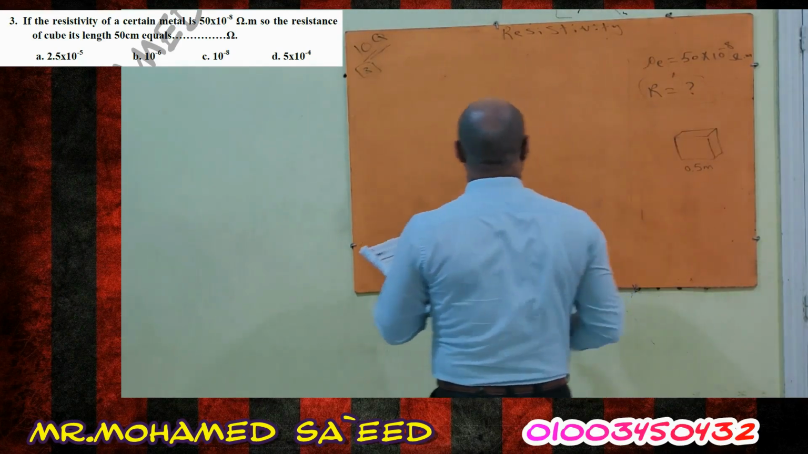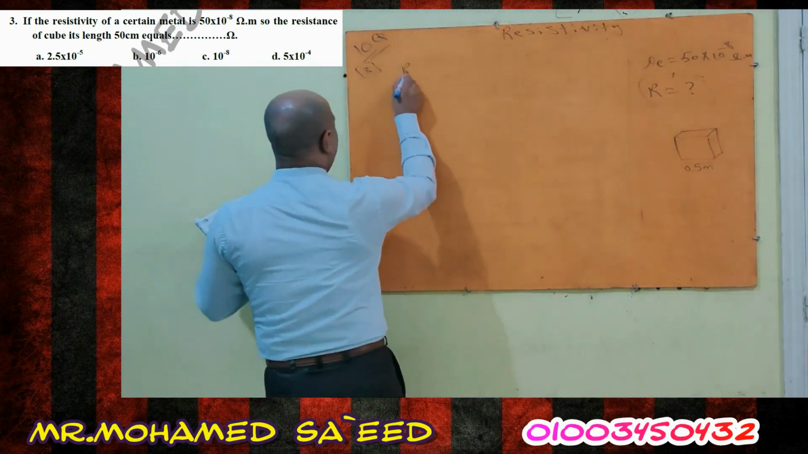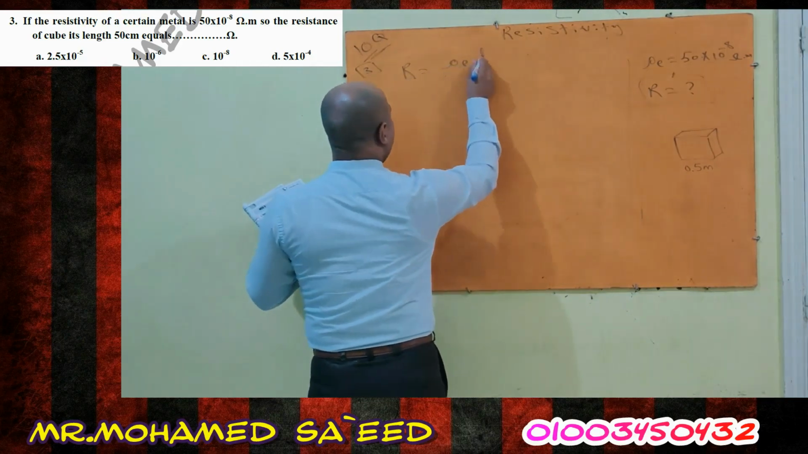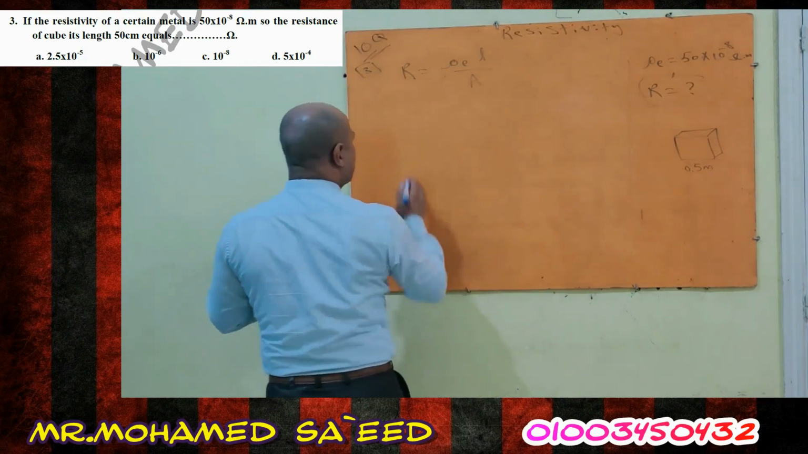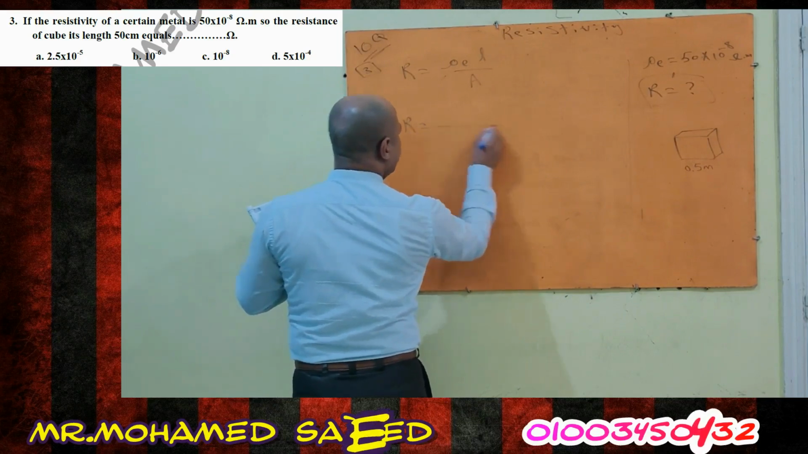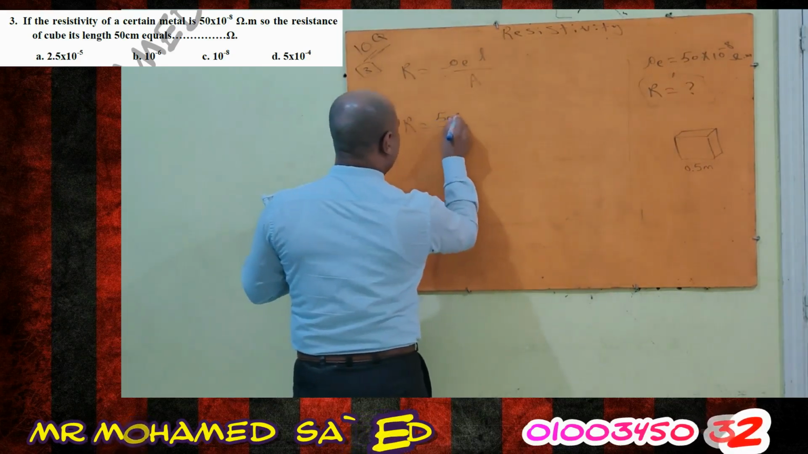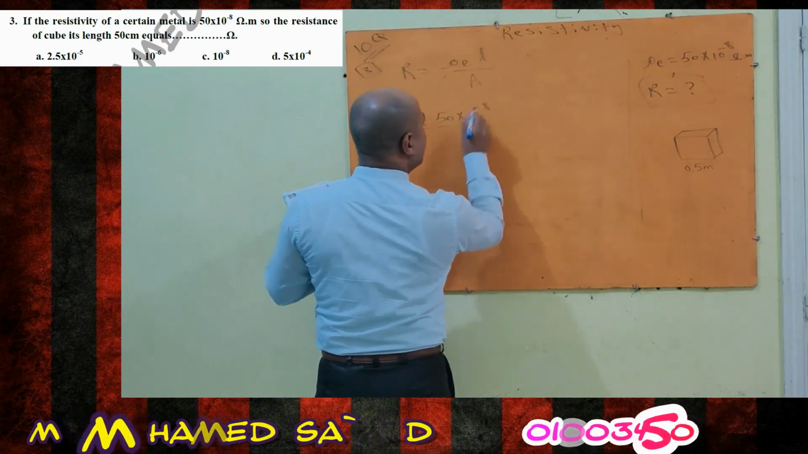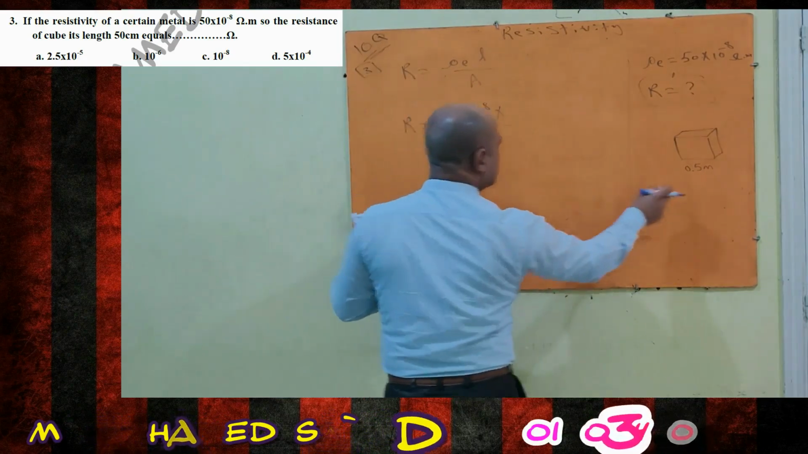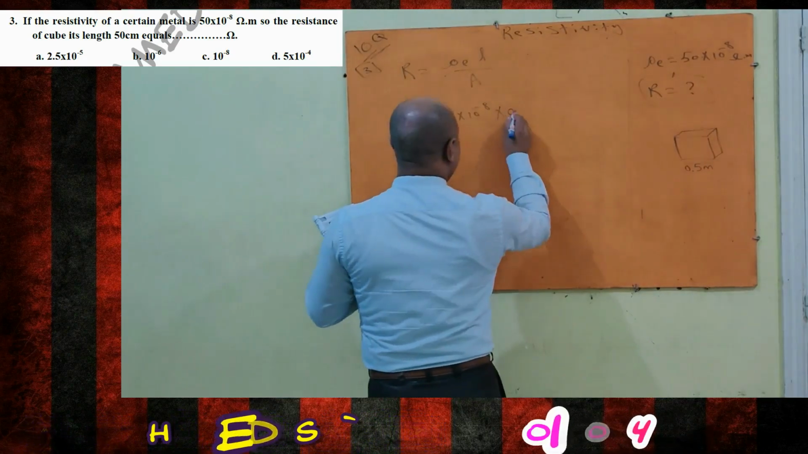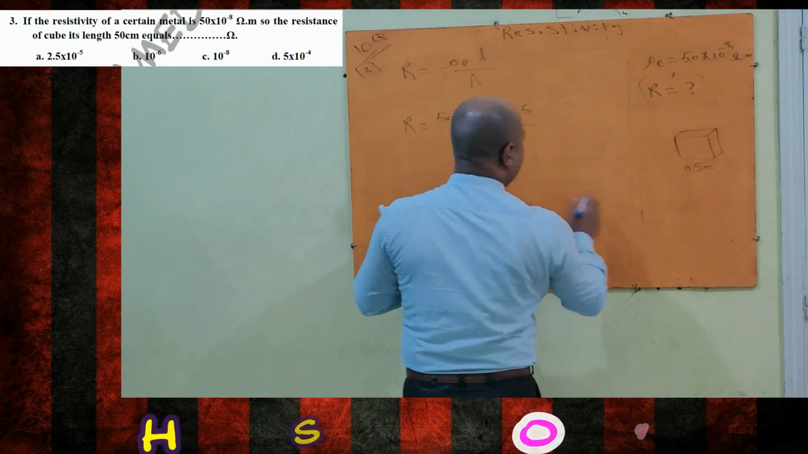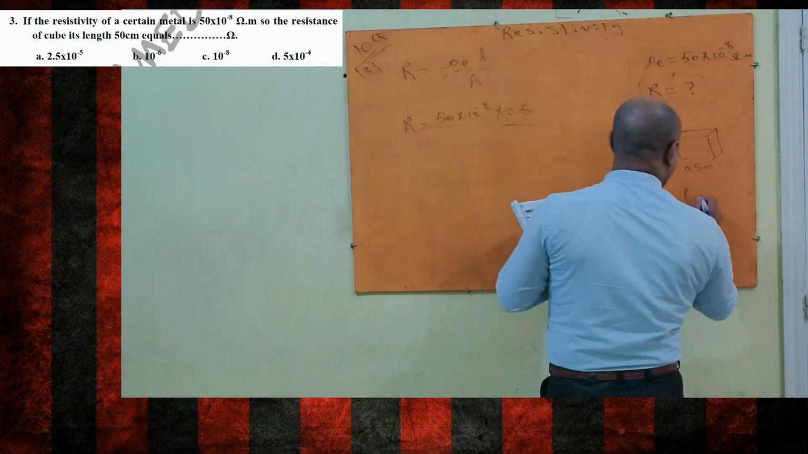So its resistance equals what? We have learned before R equals rho L over A. So R equals rho, which equals 50 times 10 to the power negative 8, times its length 0.5, over area. Area equals what? Length times width.